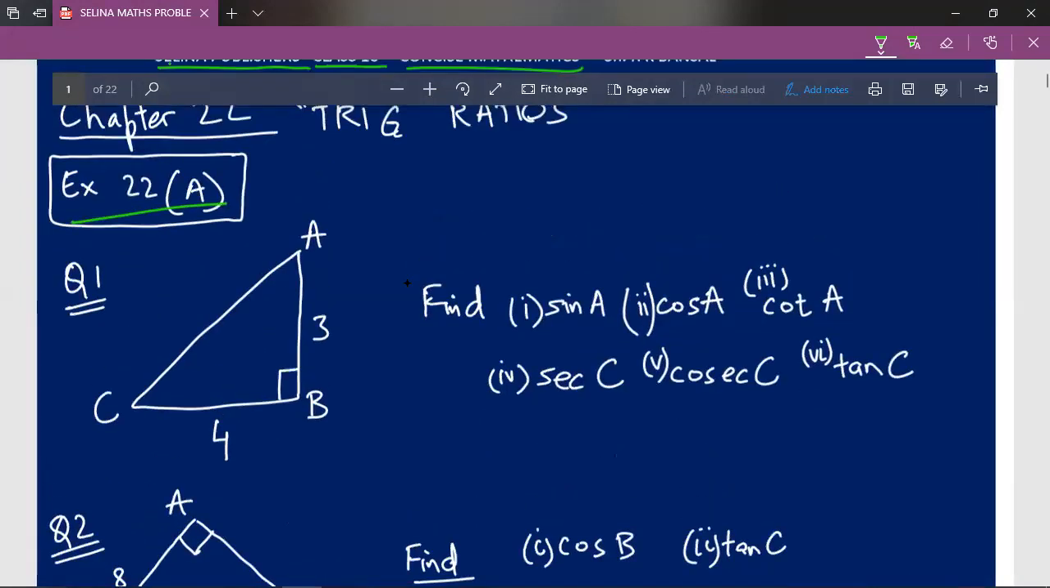Okay, so let's start. Before we start this video, I want you viewers to note down a couple of formulas that I'm about to note on this whiteboard. So the first formula is sine theta. Sine theta is equal to perpendicular upon base.